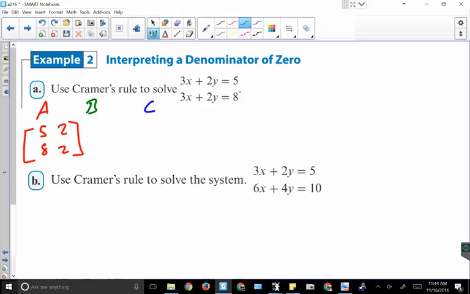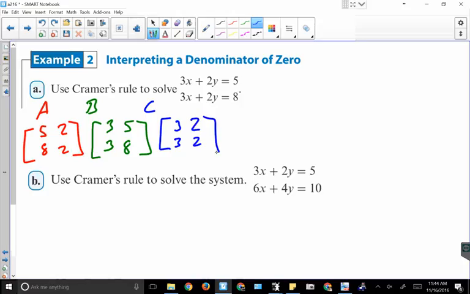What about for B? Well, for B, it's going to end up being A and C, which is 3 and 3, and 5 and 8. Last matrix is going to end up being 3, 2, 3, 2. Okay.